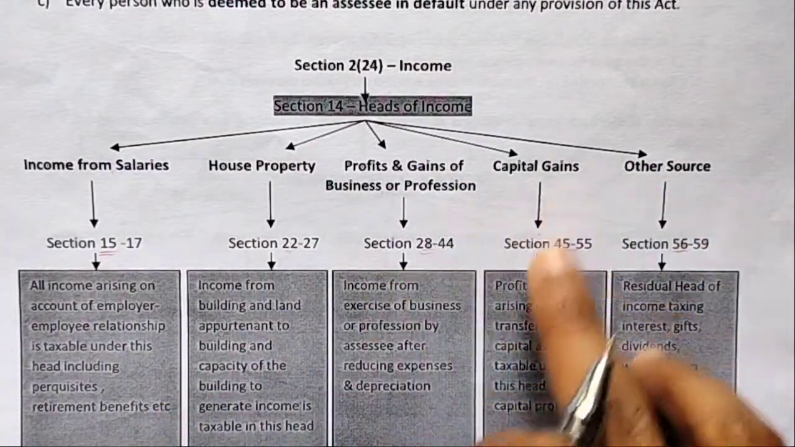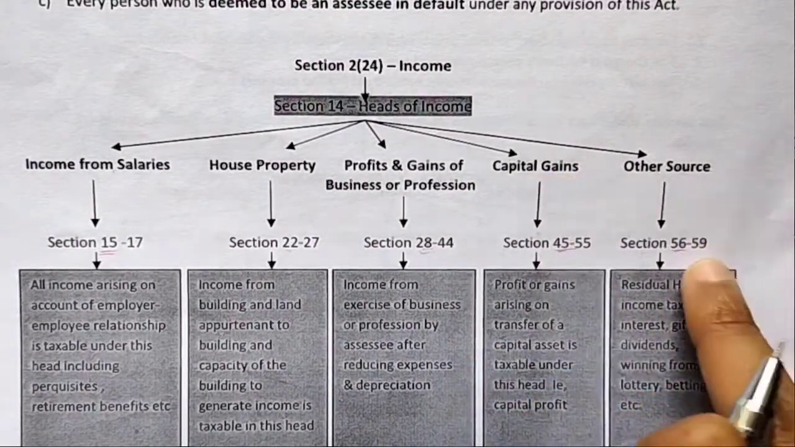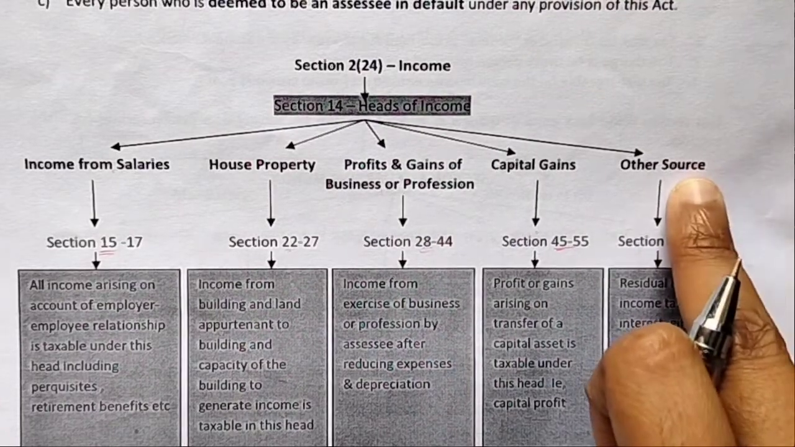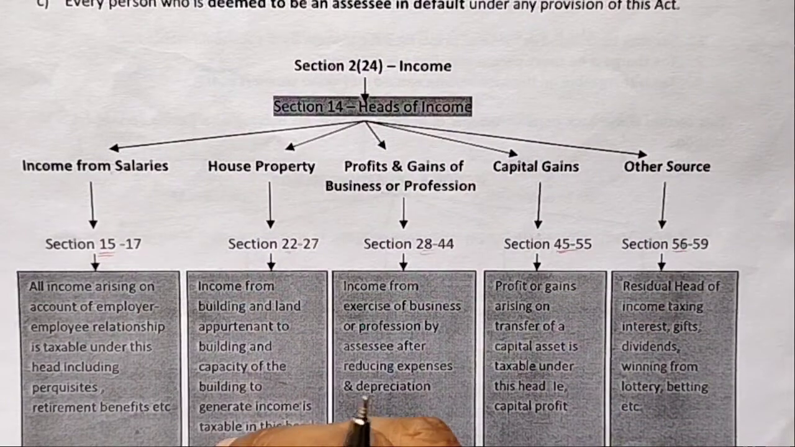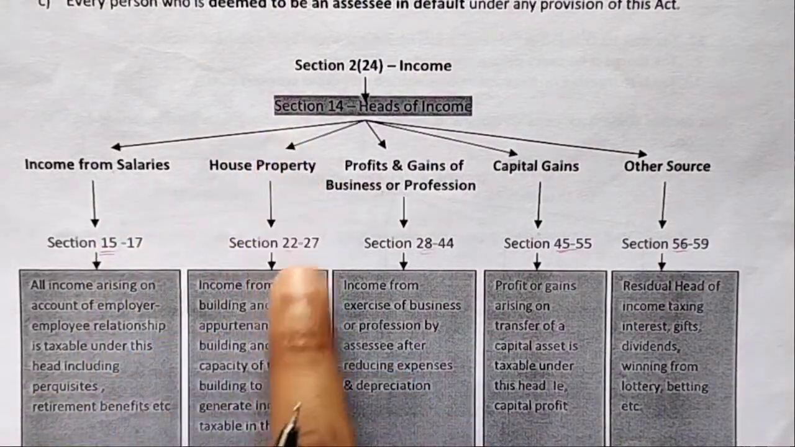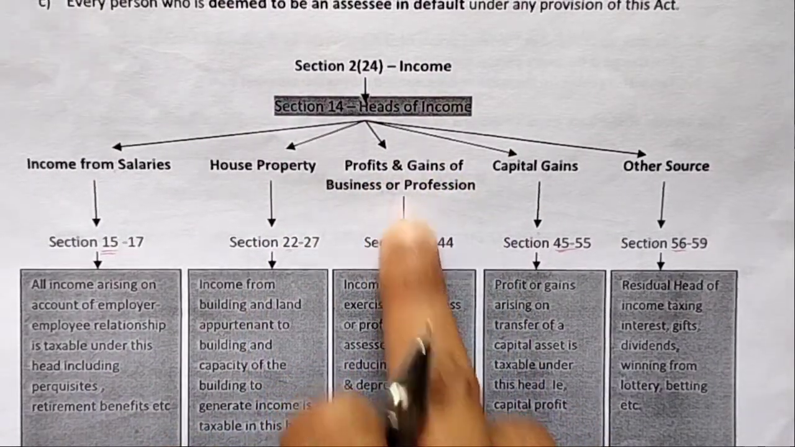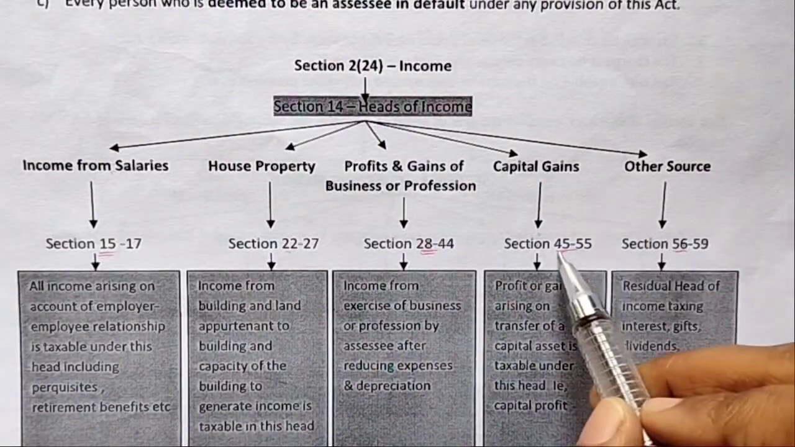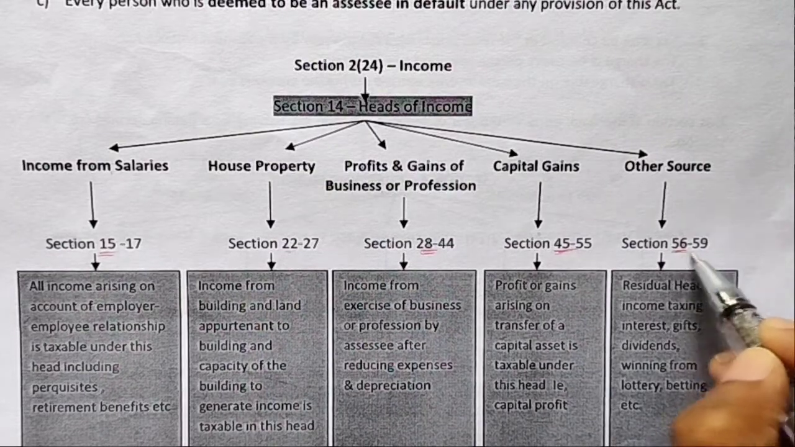Then sections 45 to 55 are related to capital gain and sections 56 to 59 are related to income from other source. So there are 5 heads of income and the charging section for income from salary is section 15. For house property the charging section is 22. Then for profit and gains from business or profession the charging section is 28. Then for capital gain the charging section is 45 and for income from other source the charging section is 56.